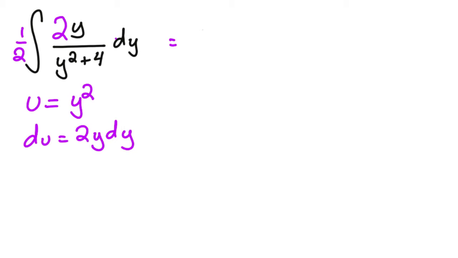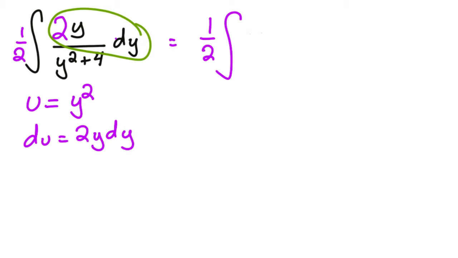But notice that what would happen is you would then have 1/2 the integral. These would be du, and then over, this would be u plus 4. And, well, that's not very good. I mean, I don't know how to find the antiderivative of that. So can you see a simple modification that you can do to this to give you a better situation when you substitute?